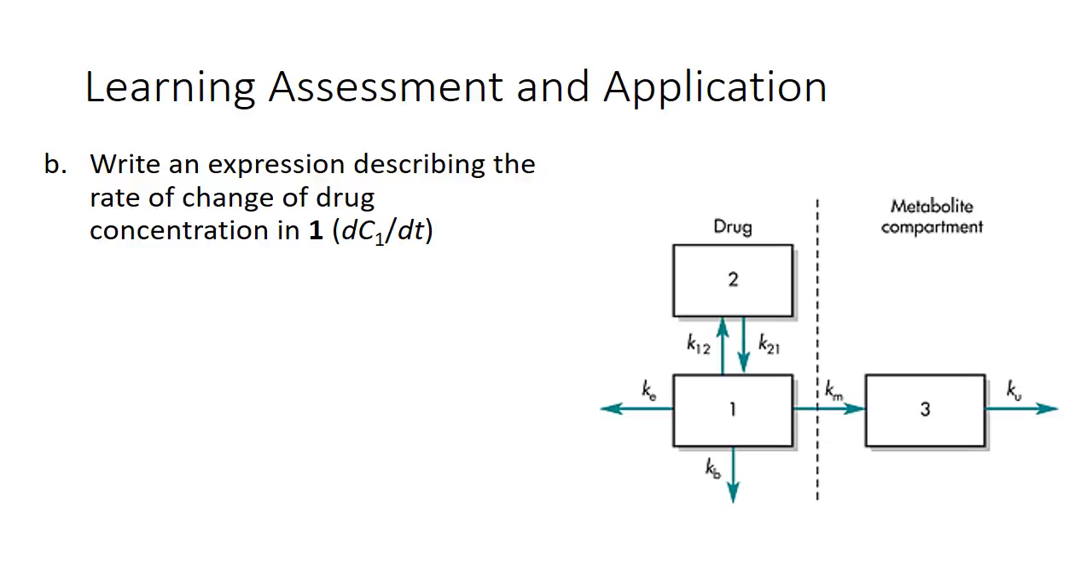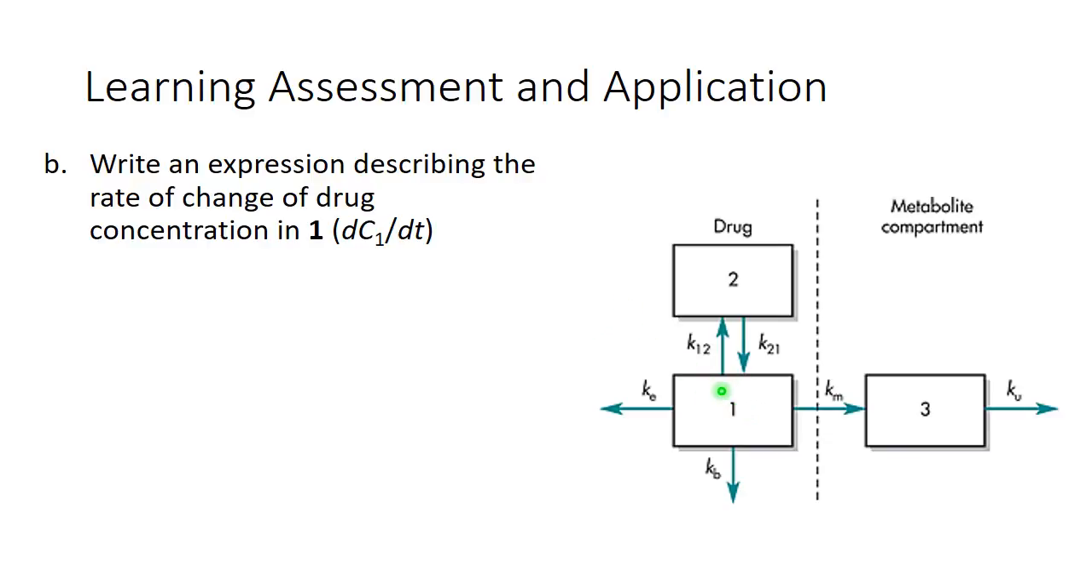So, adding a little bit more complexity to this, that kind of question. Write an expression describing the rate of change of drug concentration in compartment 1. So you would write dC1 over dt. That means change in drug concentration in compartment 1 over change in time would equal what? How do we calculate that? Again, it's a little more complicated.